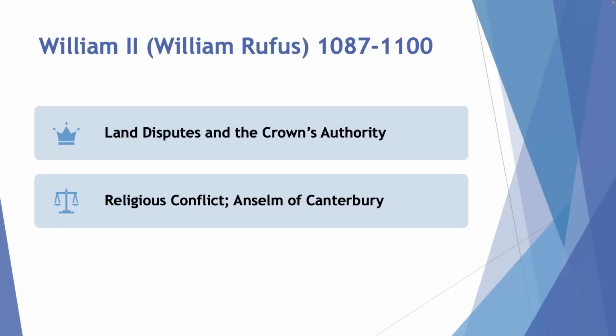You also see a number of religious conflicts during the reign of William II. He had a strained relationship with the church, particularly the Archbishop of Canterbury, Anselm of Canterbury, over the appointment of bishops, as well as the relationship between the church and the crown. Ultimately, these religious conflicts would lead to legal conflicts, with the king using secular courts to assert their control over ecclesiastical matters.